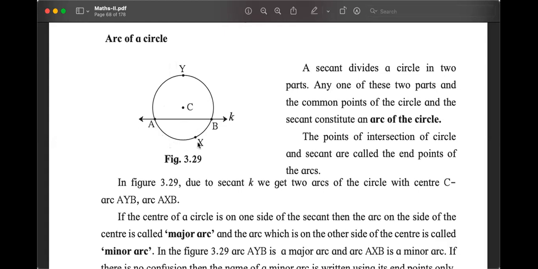Similarly, for the arc AXB, both A and B are also part of the arc AXB. It is not that we will leave out its end points. And yes, these are also called the end points of the arcs. As we have end points of a line segment, we also have end points of arcs. So A and B are the end points. Just to make it very clear, this is how we write arc AYB and arc AXB. A and B are the endpoints.